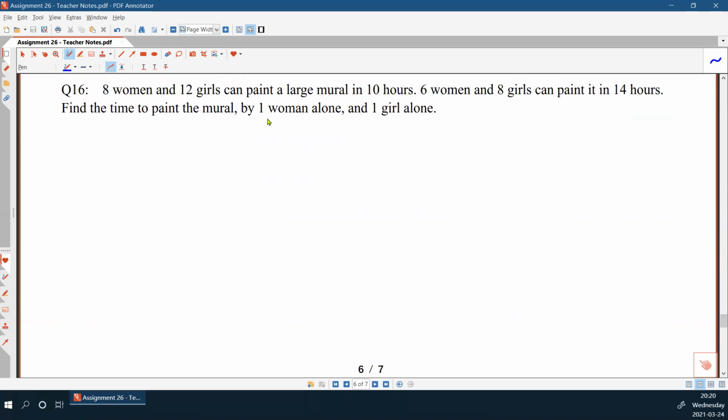8 women and 12 girls can paint a large mural in 10 hours. 6 women and 8 girls can paint it in 14 hours. Find the time to paint the mural by 1 woman alone and 1 girl alone. Okay, so suppose one woman can paint it in W hours.